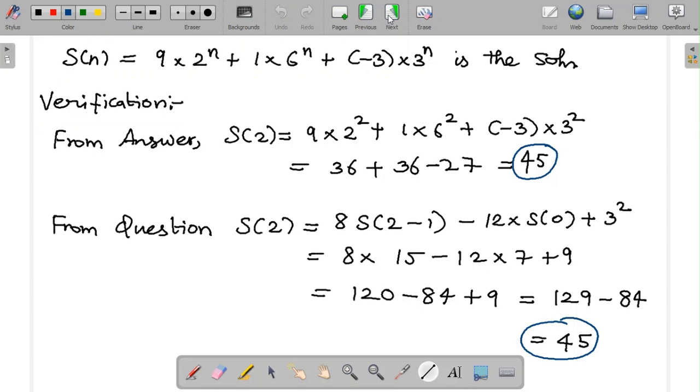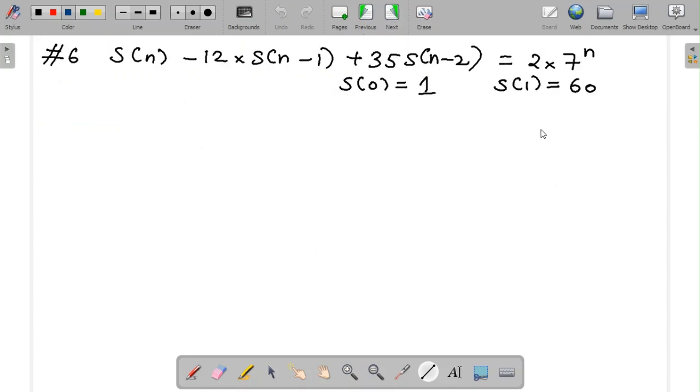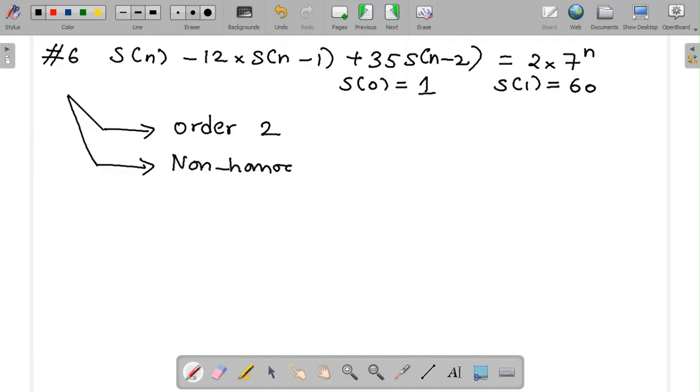Now, we'll just discuss one last problem to discuss a very particular case here. Let's understand this recurrence relation again. We have a recurrence relation of order 2. This is of order 2 because the smallest term in the sequence is n minus 2. And we have a non-homogeneous recurrence relation which can be clearly identified by the 2 times 7 power n as part of the RHS. And we also see that this RHS function is an exponential function. So the corresponding particular part of the solution will have to be of the same nature.